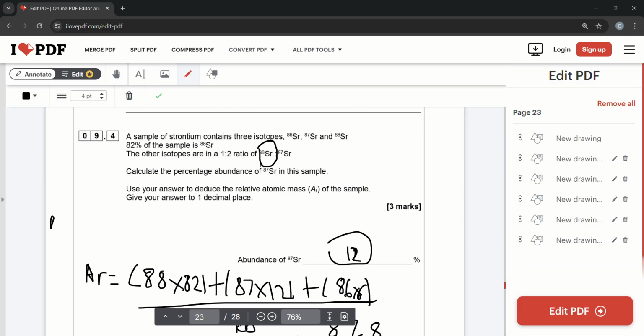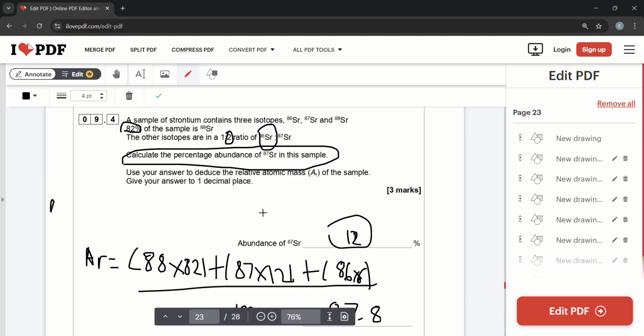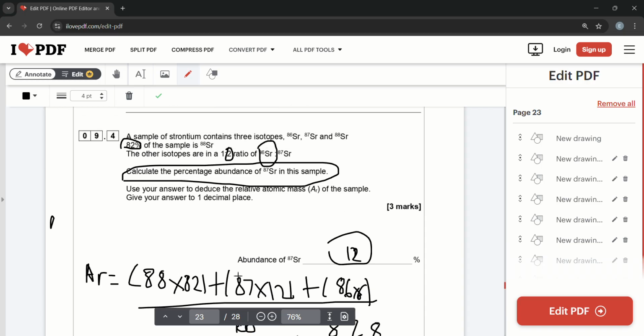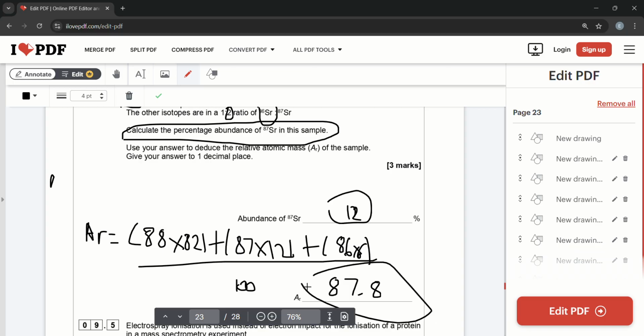This bit would slightly trick people, including myself, but just understand it's a 1 to 2 ratio. Total percent must be 100. 100 minus 82 is 18. 18 divided by 3 is 6. And 87Sr is the 2, so 6 times 2 is 12. Now we know the 86Sr percentage abundance and the 87Sr percentage abundance. Substituting, we create 88 times 82 plus 87 times 12 plus 86 times 6, over 100, and get this.